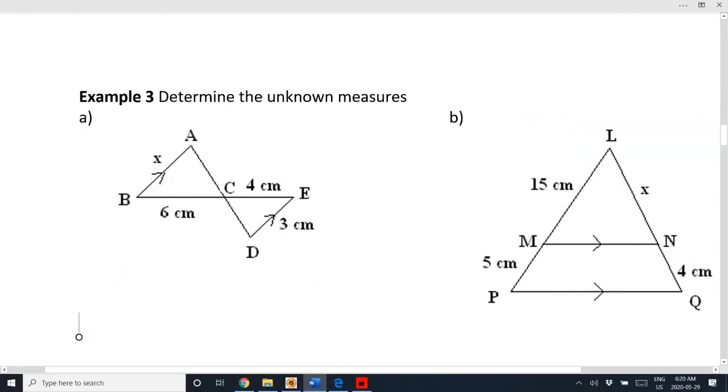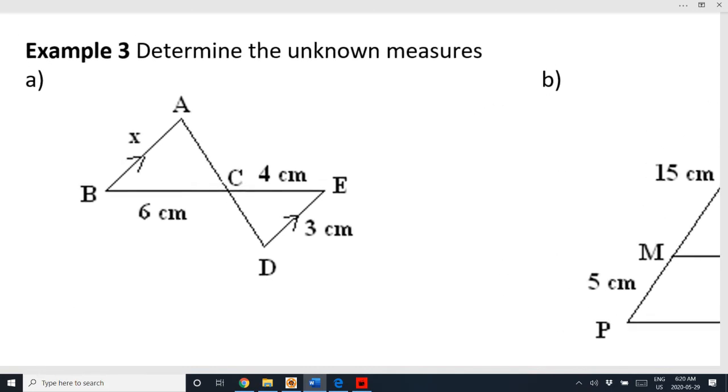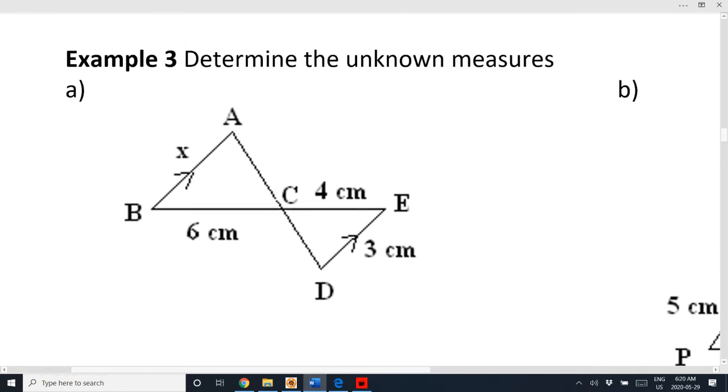Example 3. Determine the unknown measures. Here we're going to use scale factor to determine the length of the missing side. The first thing that we need to do is to determine our similar angles. We can see this X pattern here. Whenever we see that, we know that this angle is equal to this angle over here.